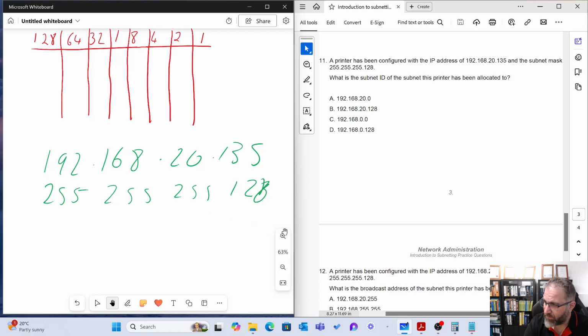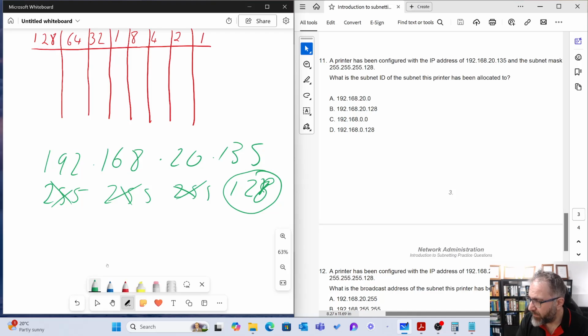All right, so again, let's look at the interesting octet. If it's a 0, boring. If it's a 255, boring. But if you have another number, that's the interesting octet. Now, let us go and find out. As we already know, we're counting by 128s.